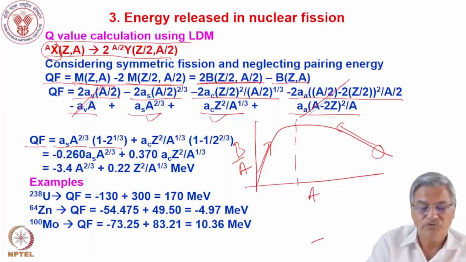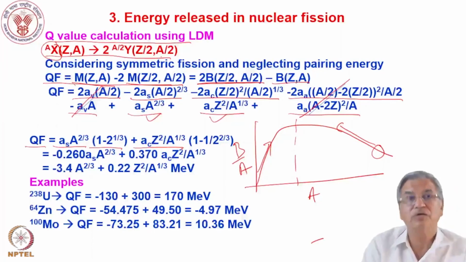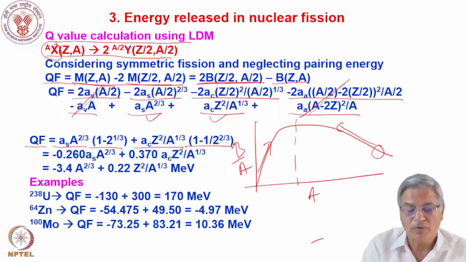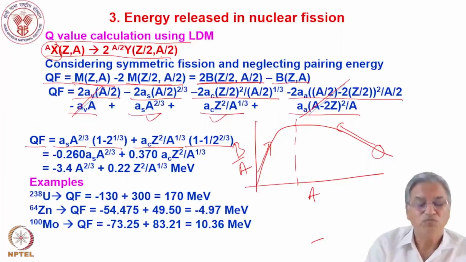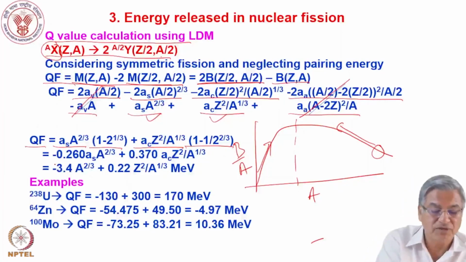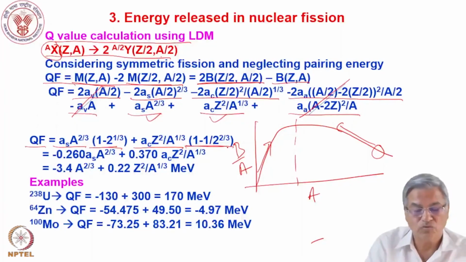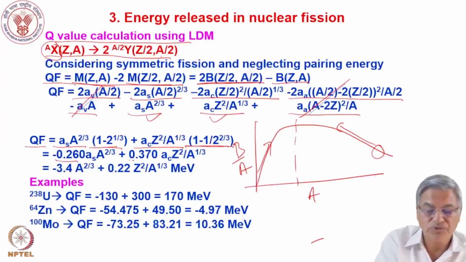2 to the power 1 by 3. Similarly, AC z square by A raised to 1/3 you can take out, and you will be left with 1 minus 1 by 2 to the power 2 by 3. Now, if you substitute the value of the surface energy, this constant, 1 minus 2 to the power 1 by 3, or 1 minus 1 by 2 to the power 2 by 3, these are the values.